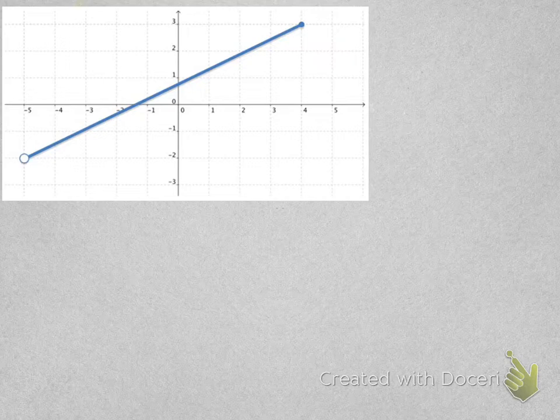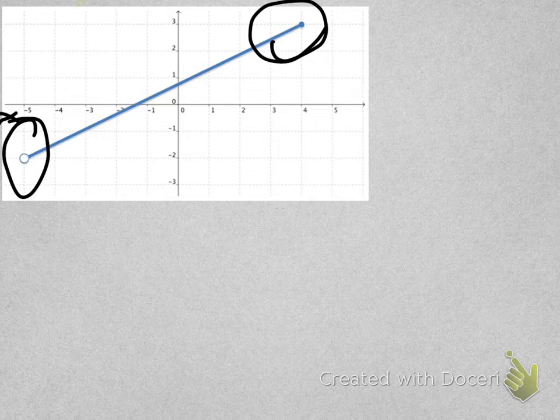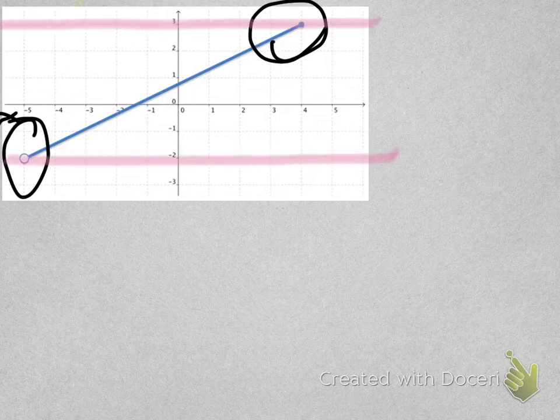So here is another example. This time we have two different endpoints, okay? We've usually had two of the same, whether it be arrows or closed circles. This time we have one open and one closed. So I'm going to do the same thing I did before. I'm going to box everything in like that, okay?